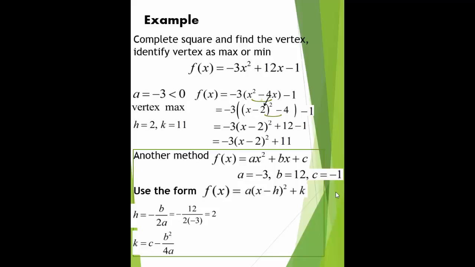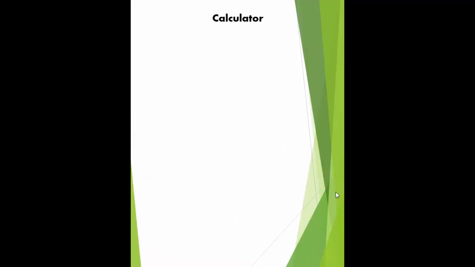And your k value is c minus b squared over 4a. So in this case I am just using the a, b, c values. My c is negative 1, b is 12, I square it, 4 times a is negative 3. After simplification you get 11. So you can put all these values now here. A is negative 3, keep your x, minus h is 2, square it, and then k is 11. So this is the complete square using standard form and collecting a, b, c values. We want to see all these results in the calculator.